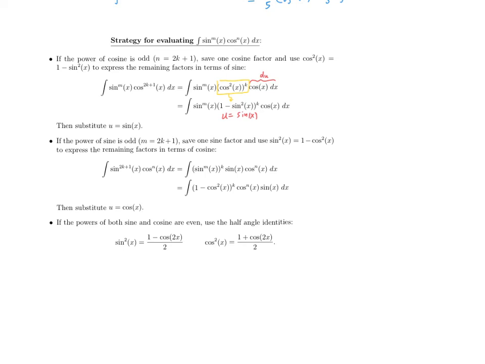Now there's another possibility. One of these powers is odd, or they are both even. And that brings us to our third bullet. If both the powers of sine and cosine are even, then we need to use these half-angle identities that we mentioned in our first example, and along the way, the Pythagorean identity as well. So we'll throw in there the fact that cosine squared plus sine squared is 1. And this completes our current discussion on integrating powers of sine and cosine.